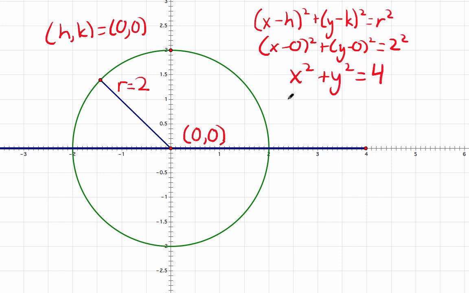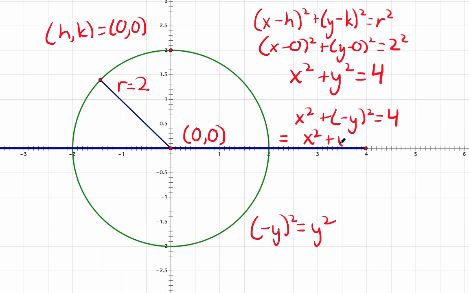Now to test to see if this particular equation is symmetric across the x-axis, what we're going to do is substitute y with negative y. Now we know that any negative number squared is going to be the same as if the positive number were squared. Negative y squared is just simply y squared. So when we plug in negative y, we get x squared plus y squared is equal to 4. That's the same as our original equation. So we do know that this particular equation is symmetric across the x-axis.